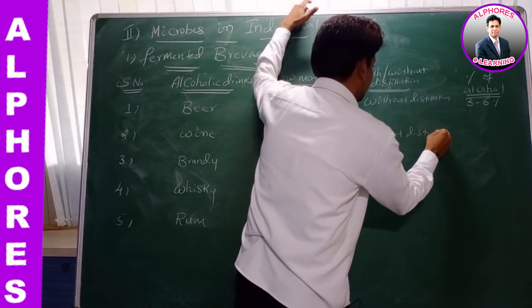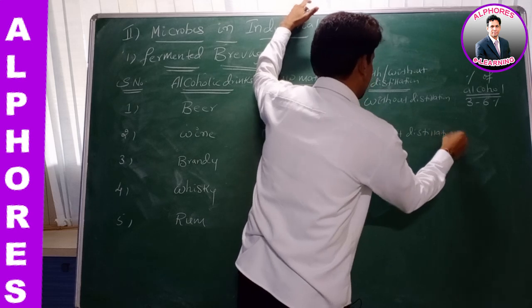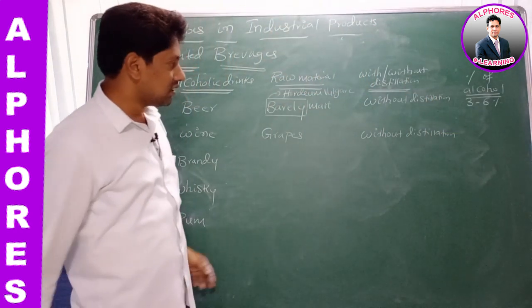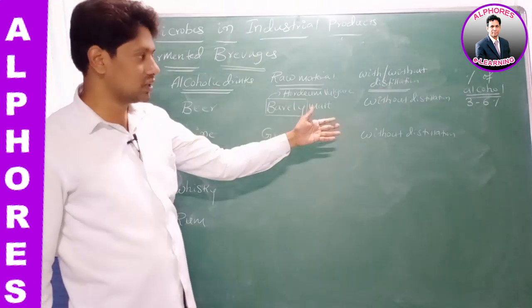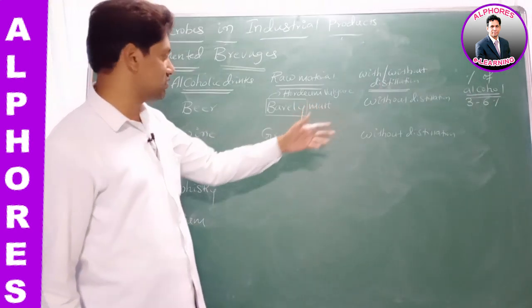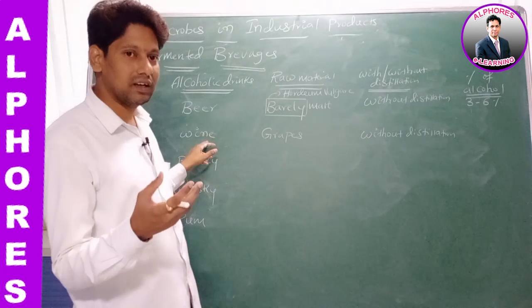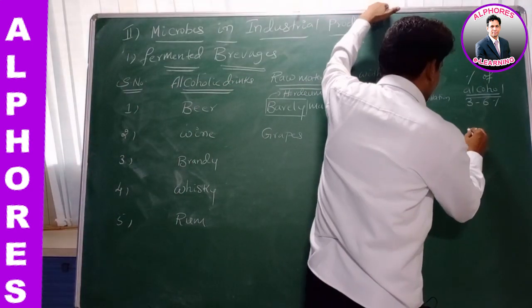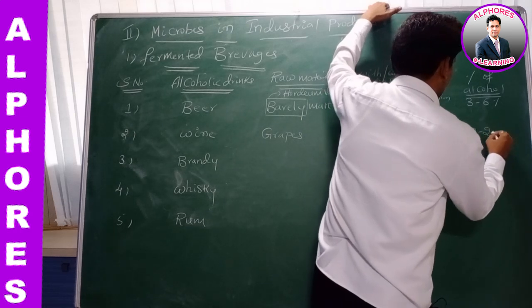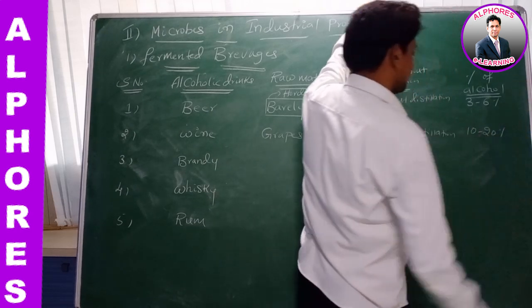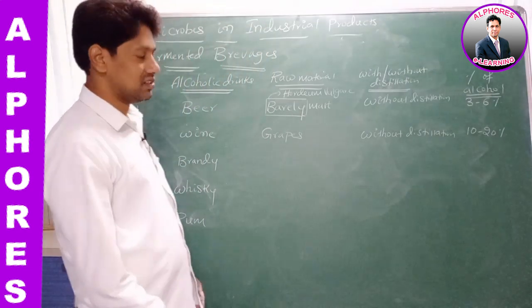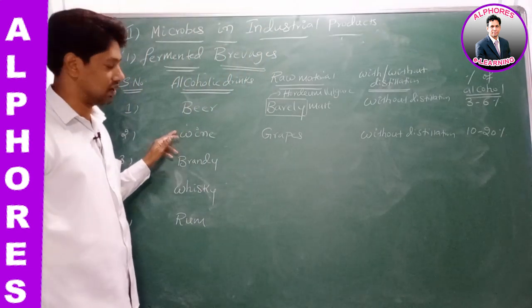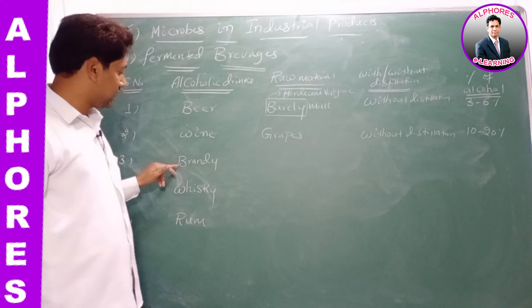Sir, as it is produced without distillation, this wine should contain a low content of what? Alcohol. Its alcohol content is 10 to 20%. What is its alcohol percentage? 10 to 20% of alcohol is present in the case of wine. Now go for number 3.